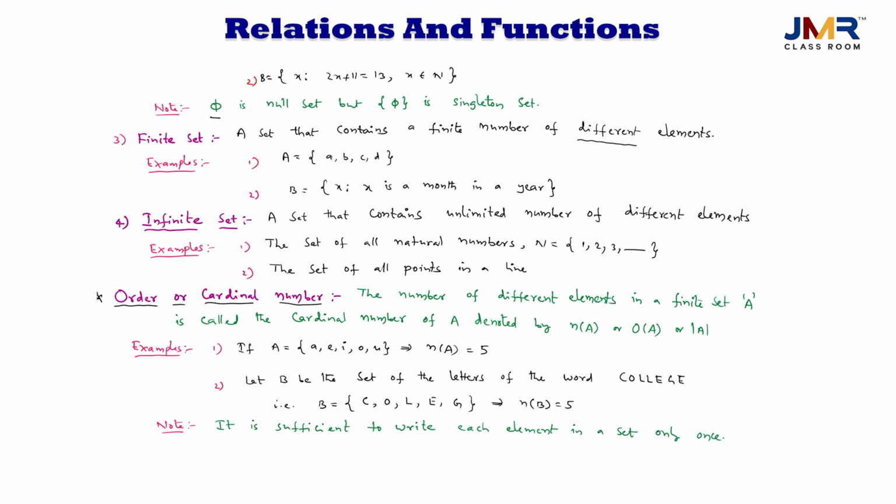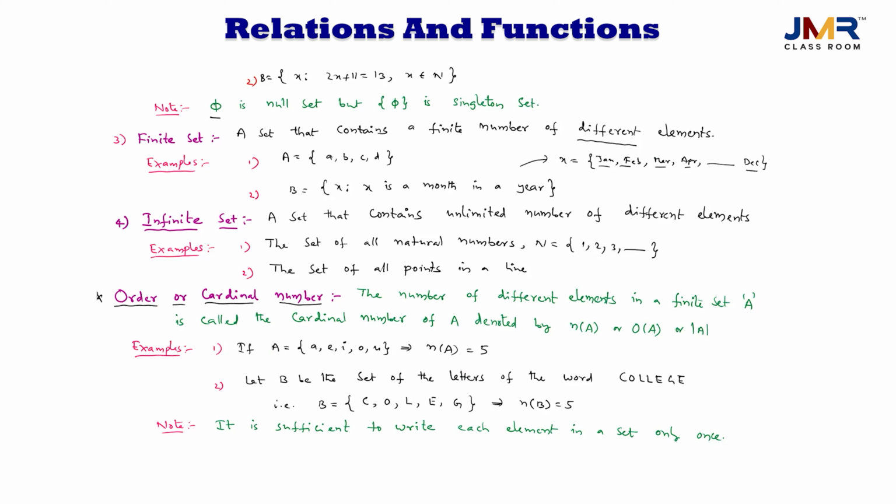Similarly, in the set builder form, B equals the set of X such that X is a month in a year. If you write this in tabular or roster form, months in a year means January, February, March, April, May, June, July, August, September, October, November, and December. So this set contains 12 elements because in a year we have 12 months.